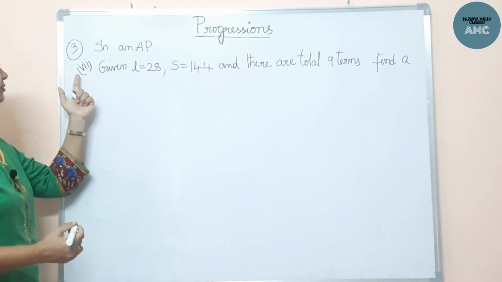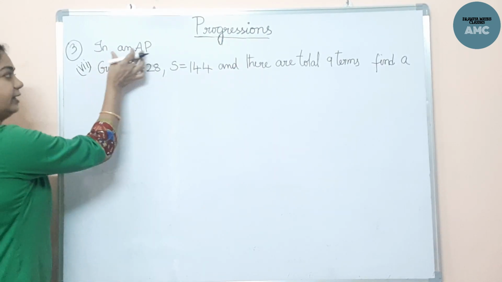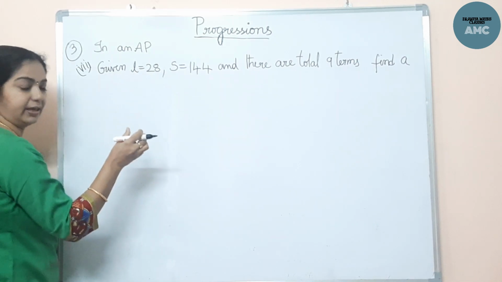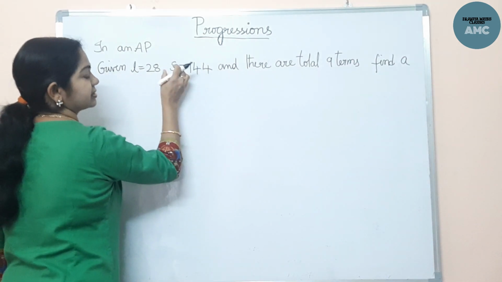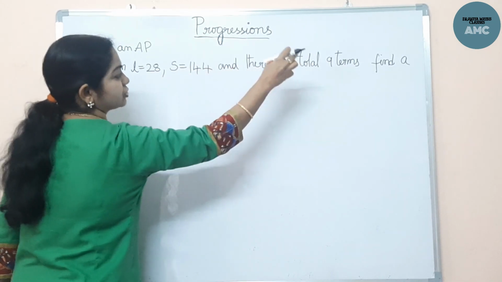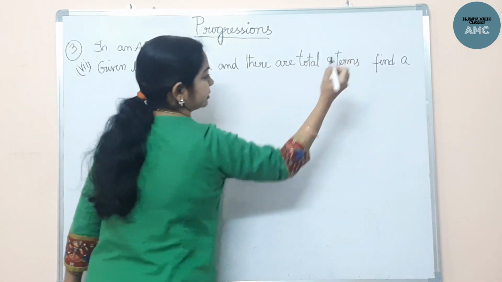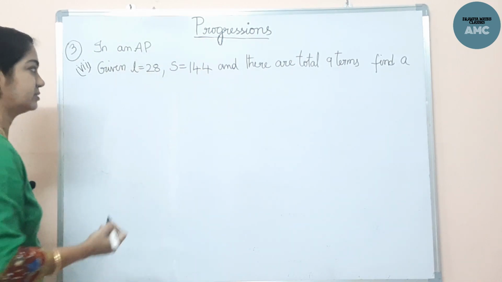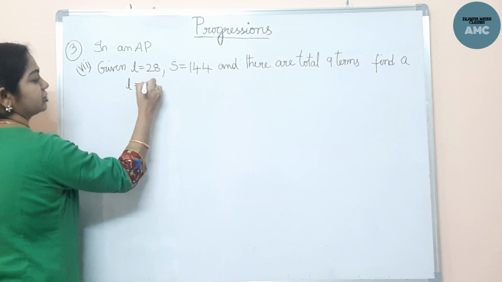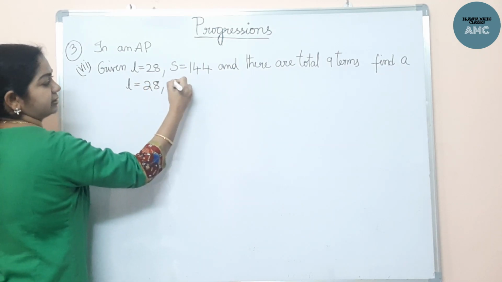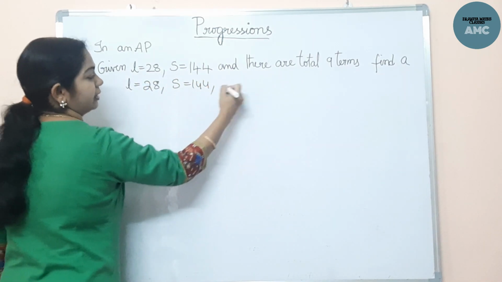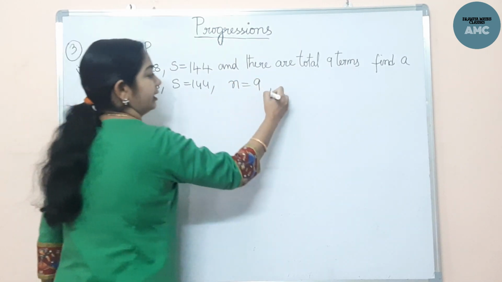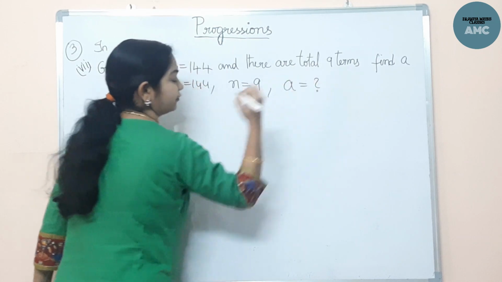Same third bit, I am doing the 7th one. In an AP, the given condition is that L, the last term, is 28. S, that is the sum of the terms, is 144, and there are a total of 9 terms. Find A. We have to find the first term. Total 9 terms means n value is given. So what is given here? L is 28, S is 144, and n is 9. We need to find the A value.